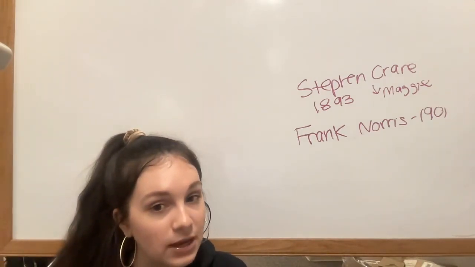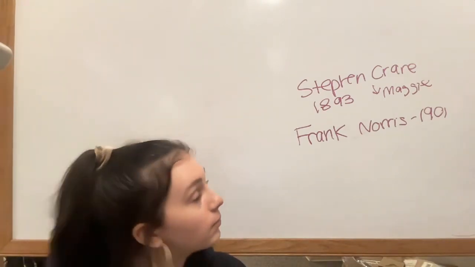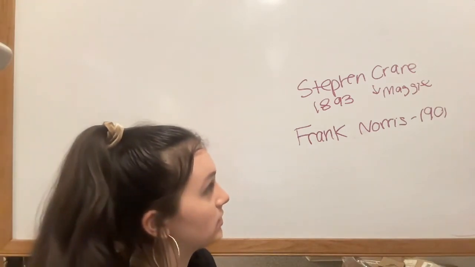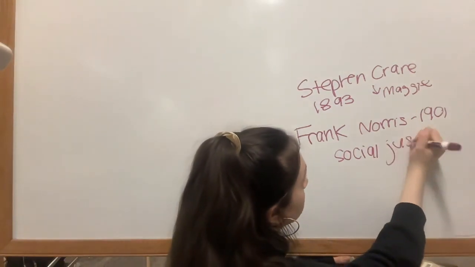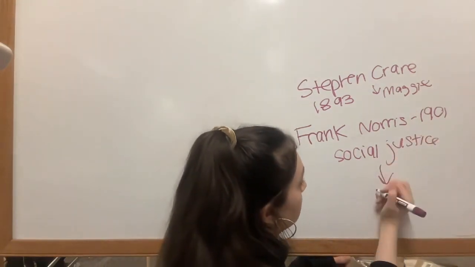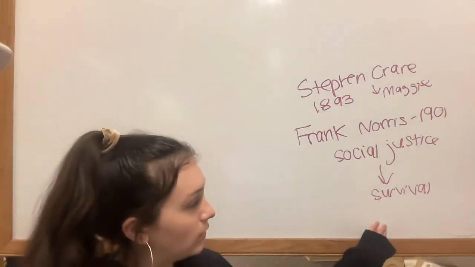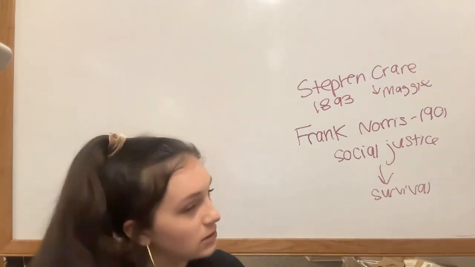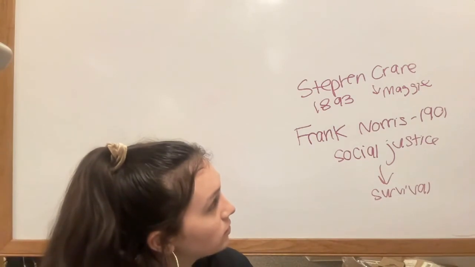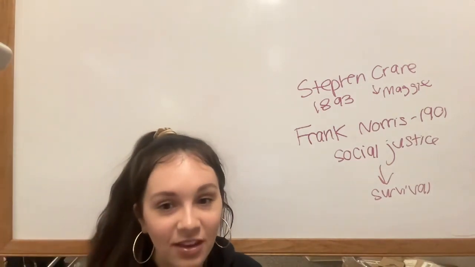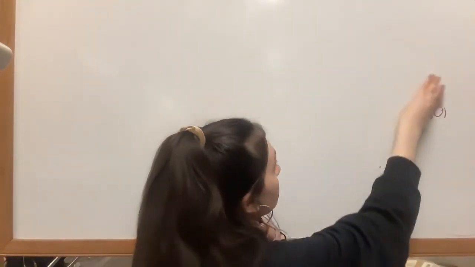Norris dramatizes issues of environmental determinism, which we talked about earlier, coupled with issues of social justice. And this idea of social justice comes back to the idea of survival and doing whatever you can as a human to get through life and to continue living, despite a universe that doesn't necessarily support you in that endeavor. And then next we have Jack London.